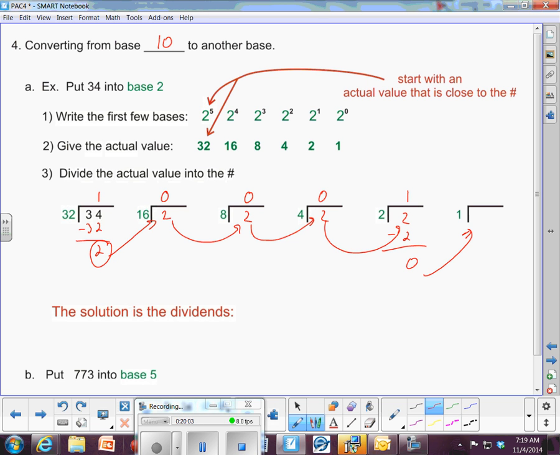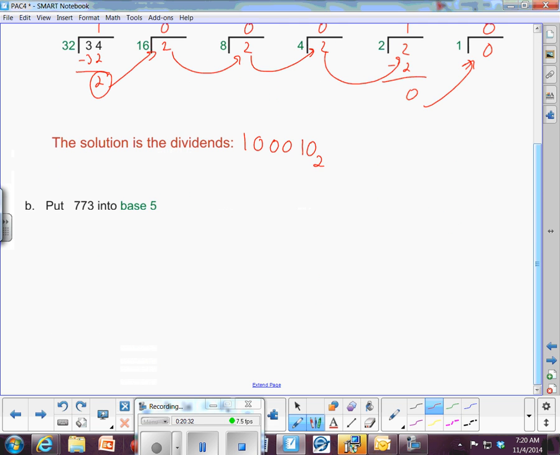Remainder of 0. How many times does 1 go into 0? None. And that's our number. It's the number 1, 0, 0, 0, 1, 0, base 2. Base 2. Don't forget the base 2. 1, 0, 0, 0, 1, 0, base 2. All right, we've got one more left.